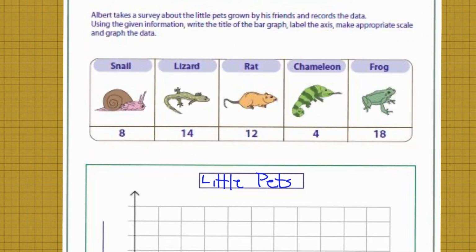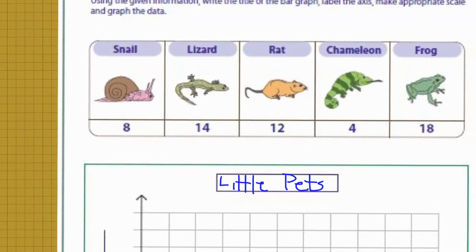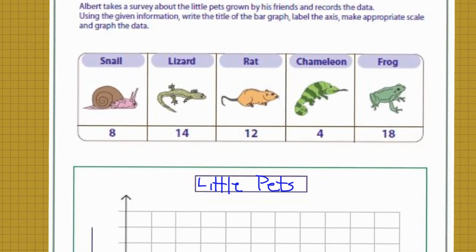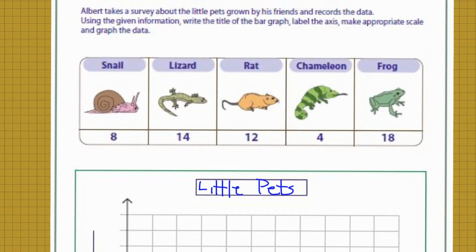The second thing says label the axes. I'm looking at all these different types of pets. So I could call one of my axes pets, and then over here I could say number of pets grown. Okay, number of pets grown. So let's go back to the graph.